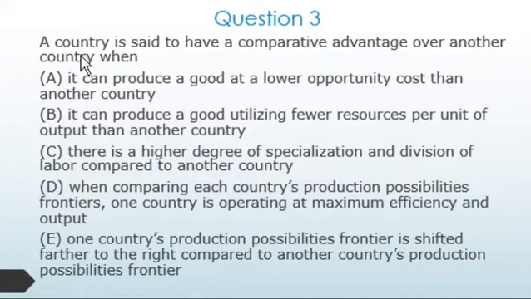So question 3, we have a country is said to have a comparative advantage over another country when. This is just the definition of comparative advantage, and that is it can produce a good at a lower opportunity cost than another country. Understanding comparative advantage is to understand opportunity cost, and if a producer can make a good at a lower opportunity cost than all other producers, it is said that it has a comparative advantage in that good.